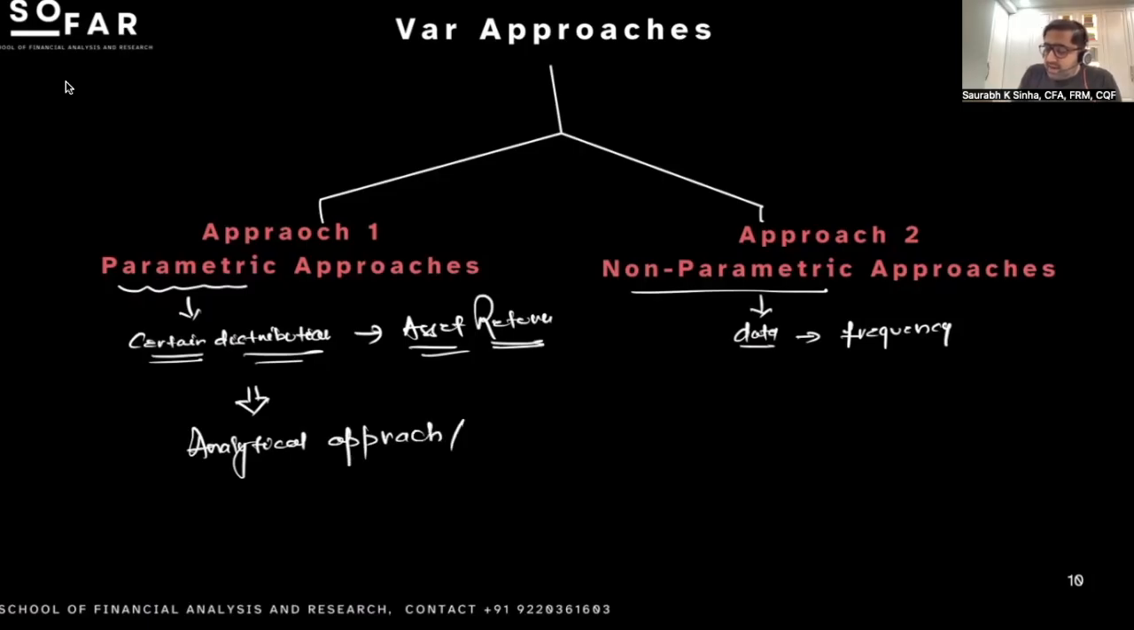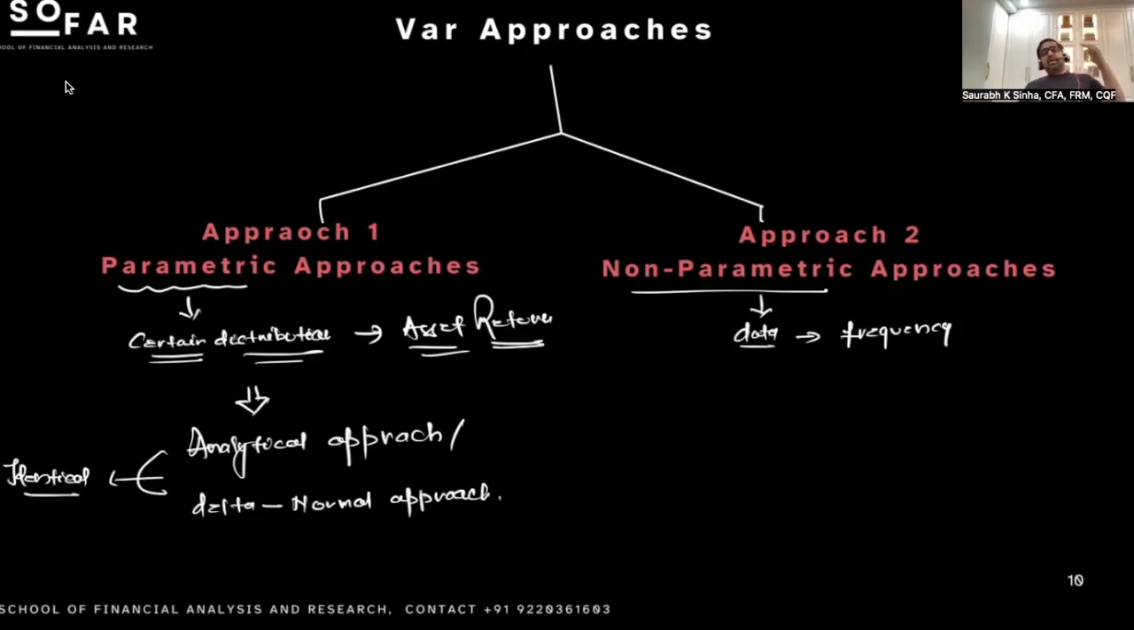The other name of analytical approach is delta normal approach. It's another name, not a different approach. They are the same, identical. Delta normal approach, analytical approach, delta normal approach. It is one approach, only two names. They assume which distribution? As the name suggests, normal distribution.